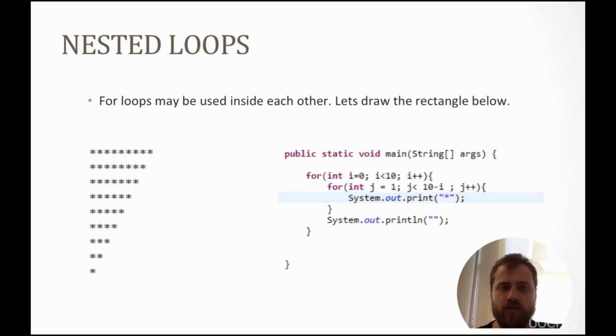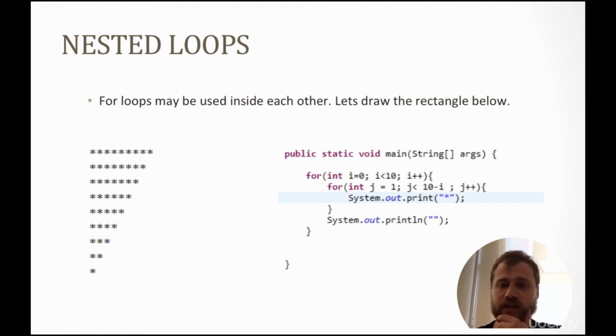Hi, in this chapter we will talk about nested loops. You may use a loop inside each iteration of another loop. So you can use a for loop here, and inside it you may use another for loop. This is called a nested loop. Boundaries of for loops may depend on each other, or they may be totally independent.